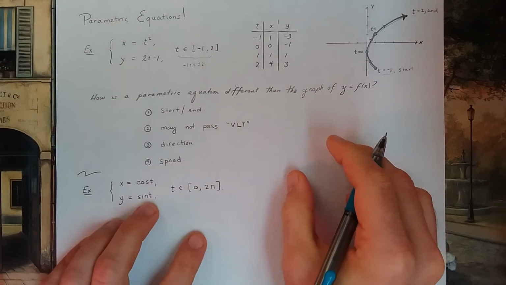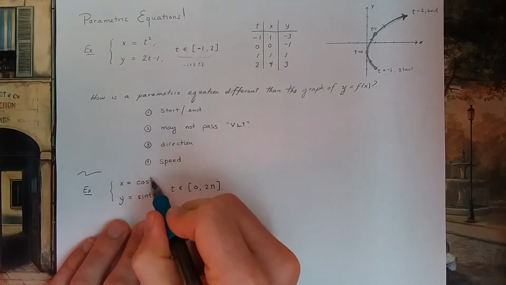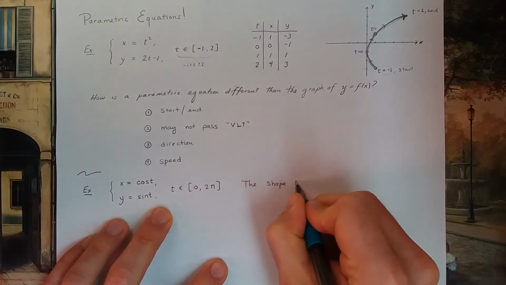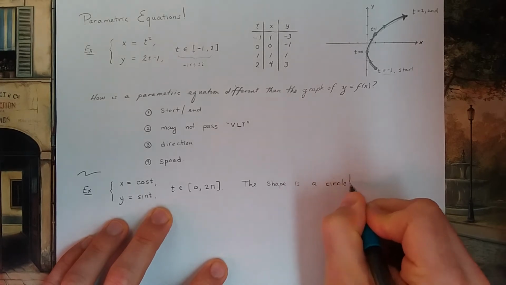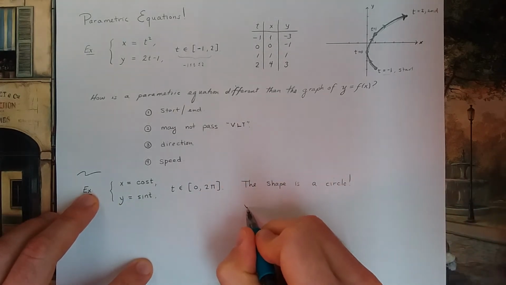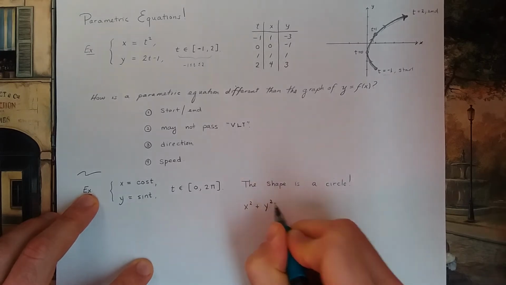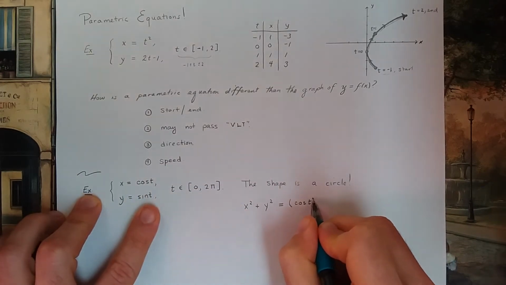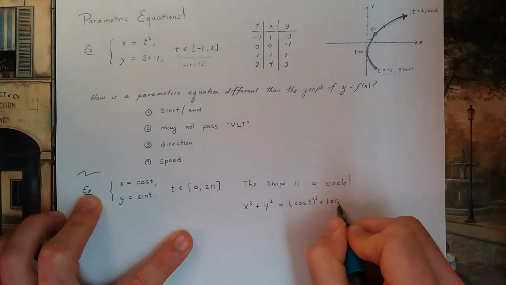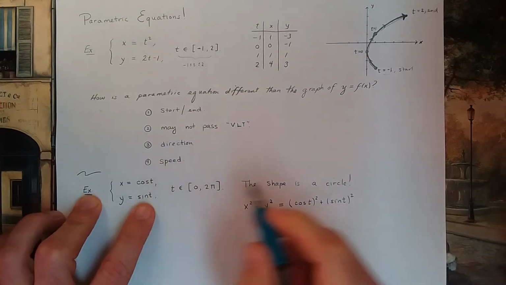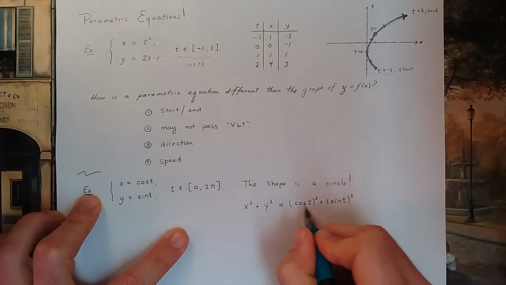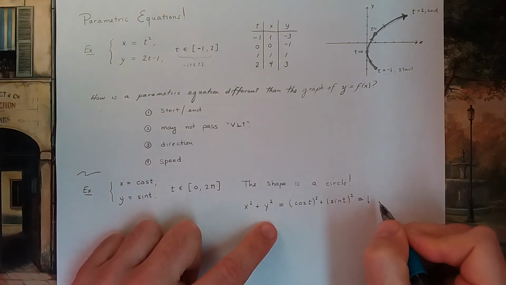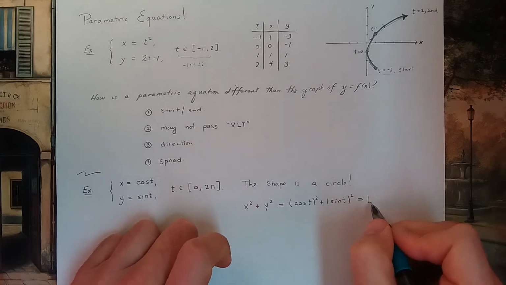Okay, it turns out that the underlying shape of this example is a circle. So the shape is a circle. How do I know that? Well, if I take x squared plus y squared, I look at my parametric equations, that tells me that cosine t squared plus sine t squared, and using the only trig identity that you really know, sine squared plus cosine squared is equal to 1, I get 1. So x squared plus y squared is equal to 1. It's well known that that's the equation of a circle of radius 1.